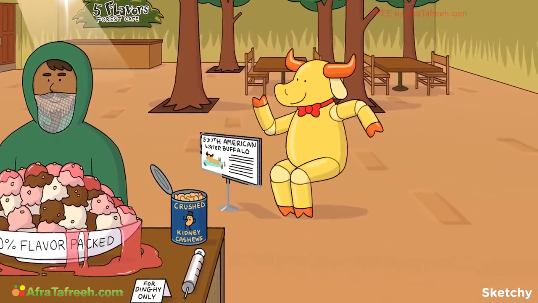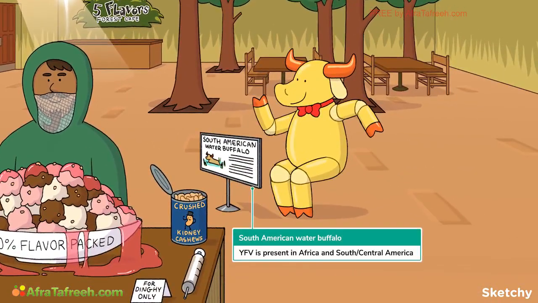Take a look at this sign here to learn about the natural habitat of our buffalo. Much like our buffalo, the yellow fever virus is present in sub-Saharan Africa and tropical South and Central America. And, as you would have guessed, travelers to these areas are at risk of contracting yellow fever virus, especially during the rainy seasons.